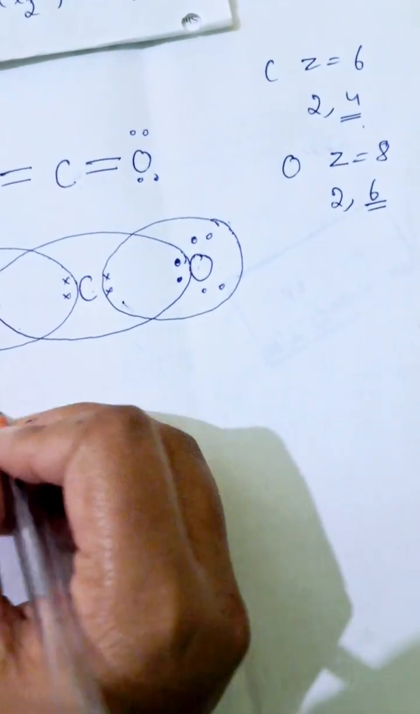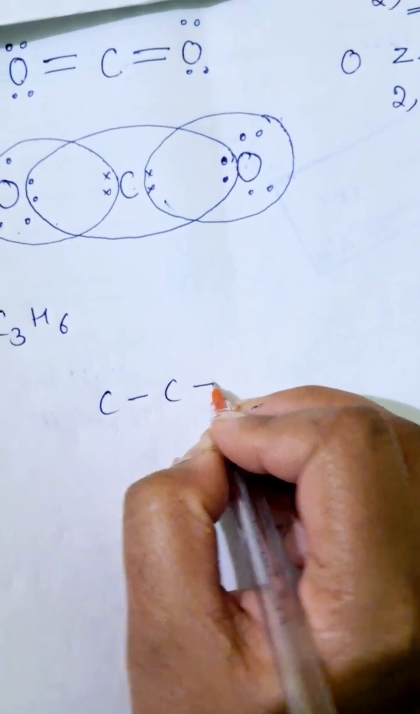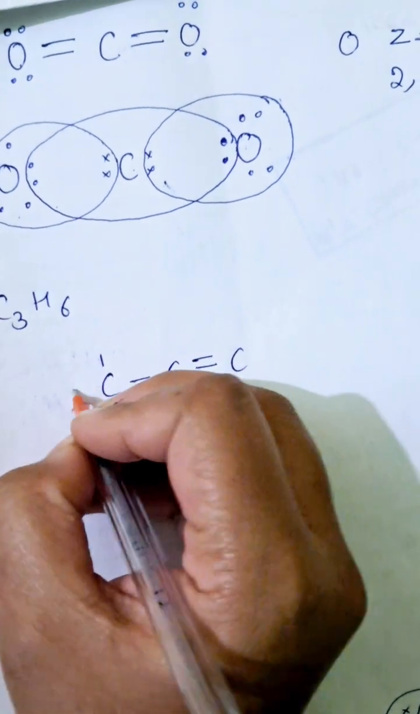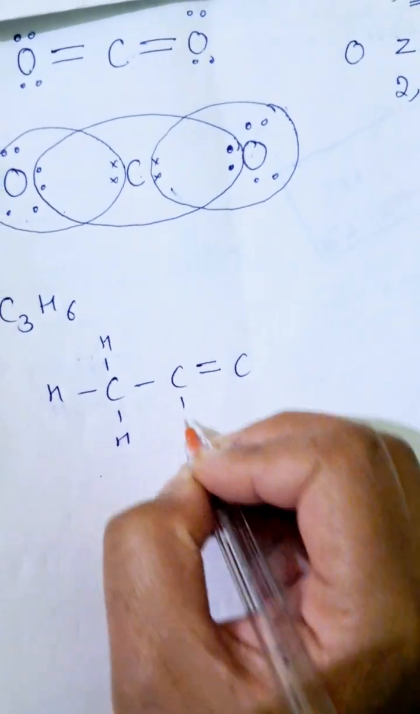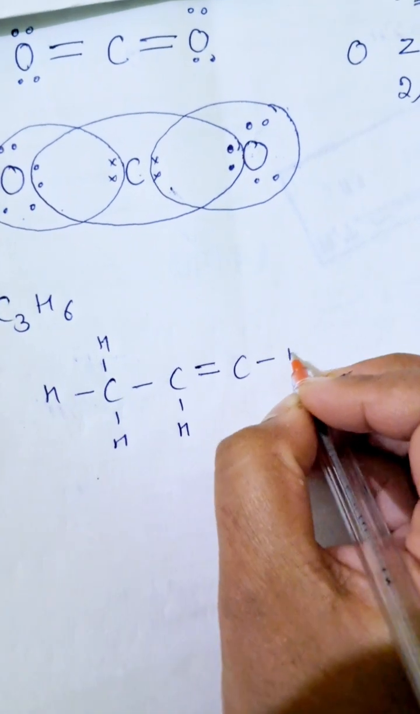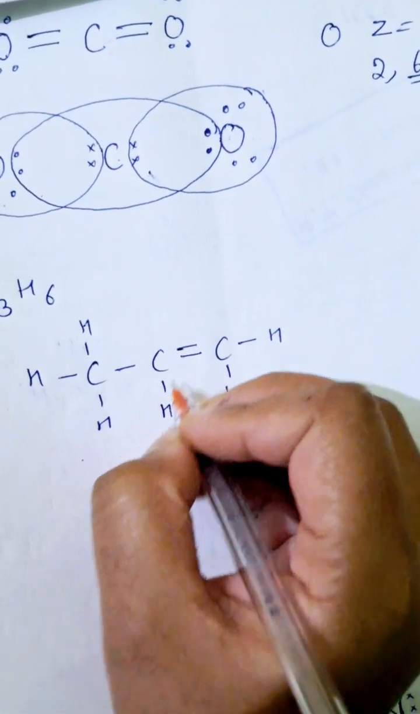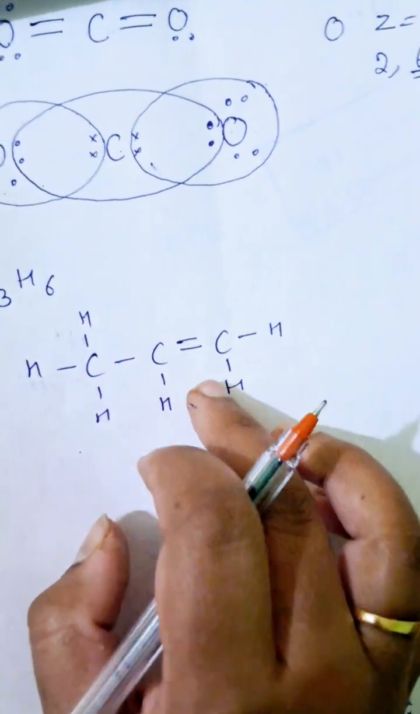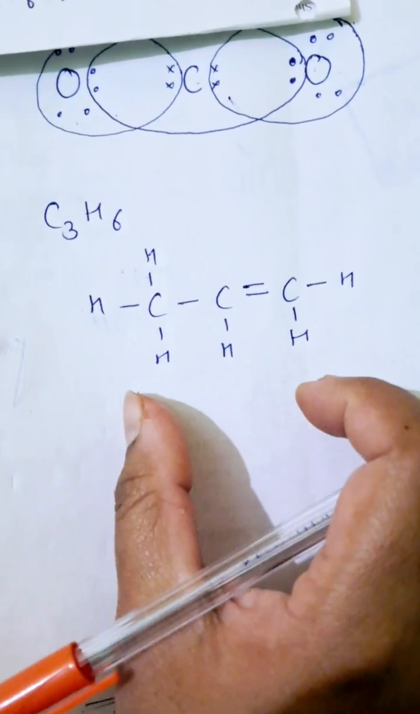So C3H6, actually if you do the structure, we have 3 carbon atoms, and then one of the carbon atoms will have a double bond, only then we will get C3H6. 1, 2, 3, 4, 5, and then 6. You can do this. So 1, 2, 3, 4, 5, 1, 2, 3, 4. Yeah, so this is the structure. So we'll be doing the dot structure for this.